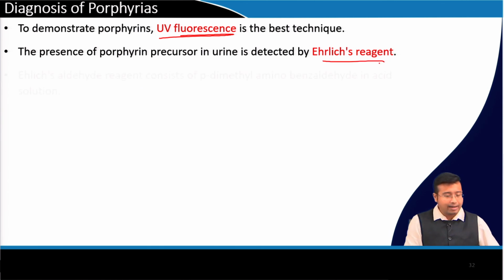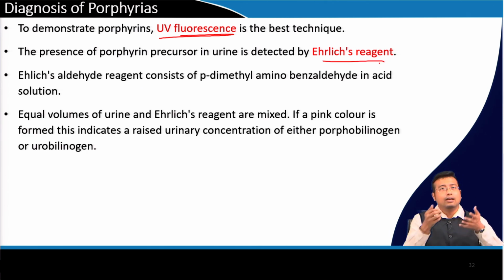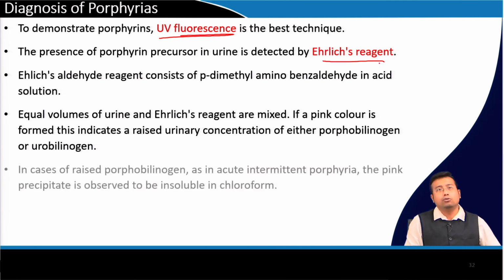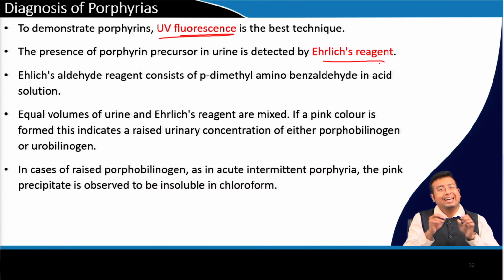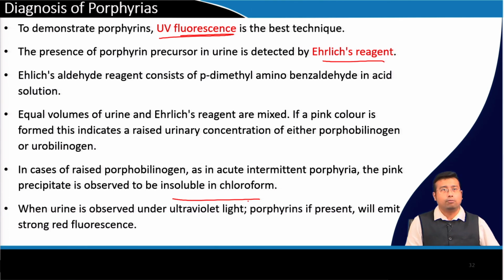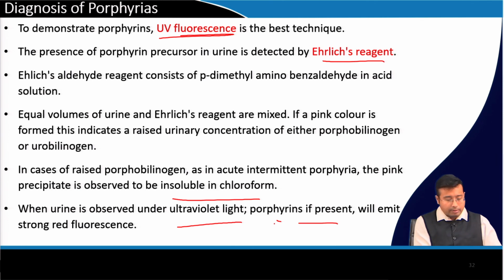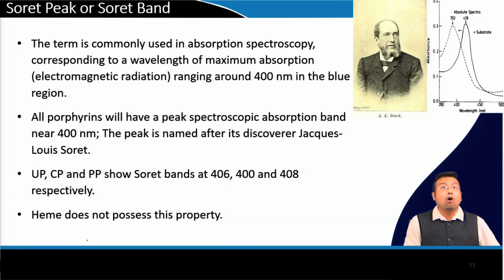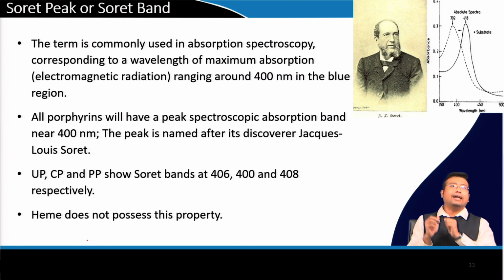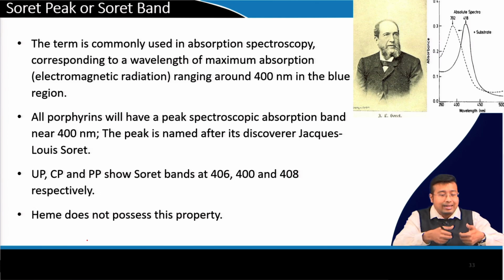Next, Ehrlich's aldehyde reagent test. It is very easy to see, basically we mix the urine with an aldehyde, and depending on the presence of porphobilinogen or urobilinogen, a pink color is formed. If positive, it gives rise to the suspicion of porphyria, acute intermittent porphyria, and that is also insoluble in chloroform, right. So, when urine is exposed to ultraviolet light, if porphyrins are present, it will emit strong red fluorescence. So, we are almost at the end of our lecture. I discussed UV fluorescence.